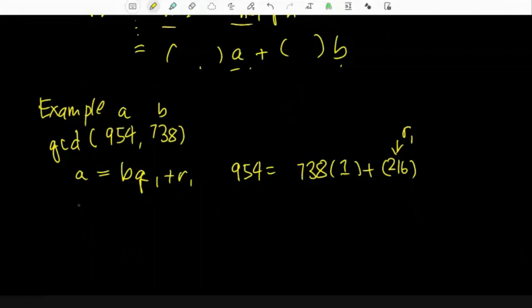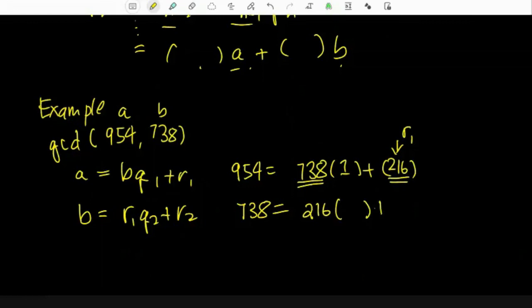So, yung B, i-express mo as R1 times Q2 plus R2. So, 738 is equal to, using this time R1, 216 times something plus something. So, hanapin mo lang yung Q niya. Paano gagawin yun? 738, di-divide mo lang ng 216. So, 738 divided by 216, more or less, that's 3 point something. Ibig sabihin, pwede kang kumuha ng 3 times 216, then i-minus mo sa 738. So, 738 minus 3 times 216, if you have a calculator, that will give us 90. Tama? So, ito na yung R2.